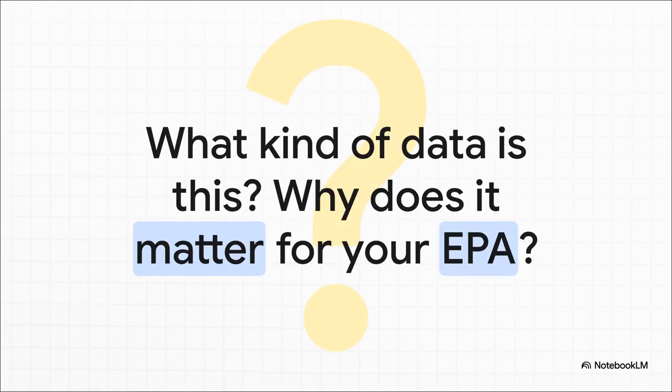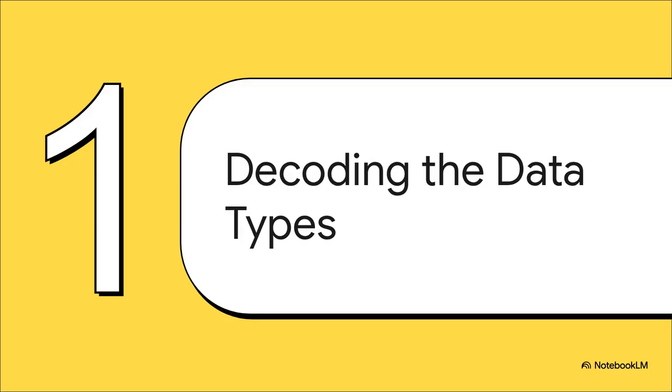So that leads to the big question for any data technician, right? What kind of data is all this? Is it all the same? And, the real reason we're here, why does knowing the difference matter so much for passing your endpoint assessment, your EPA? Well, that is exactly what we're going to figure out. So let's start by decoding the main categories of data that you really have to know.